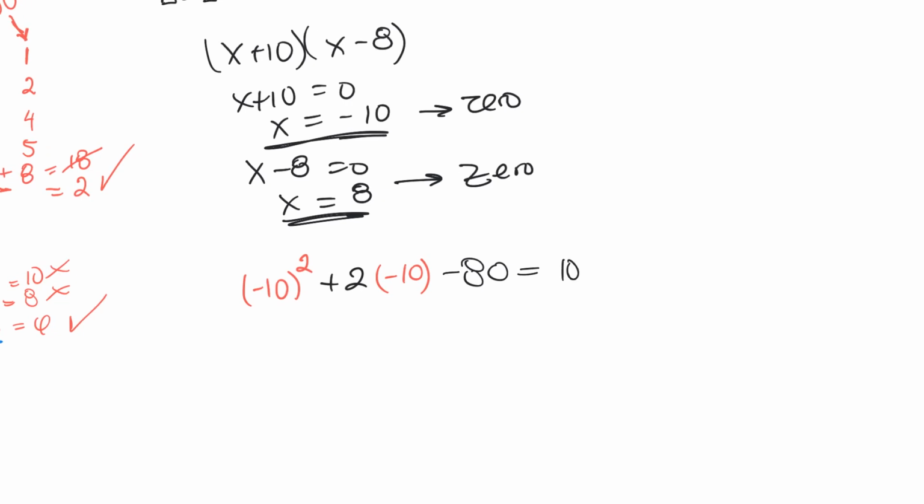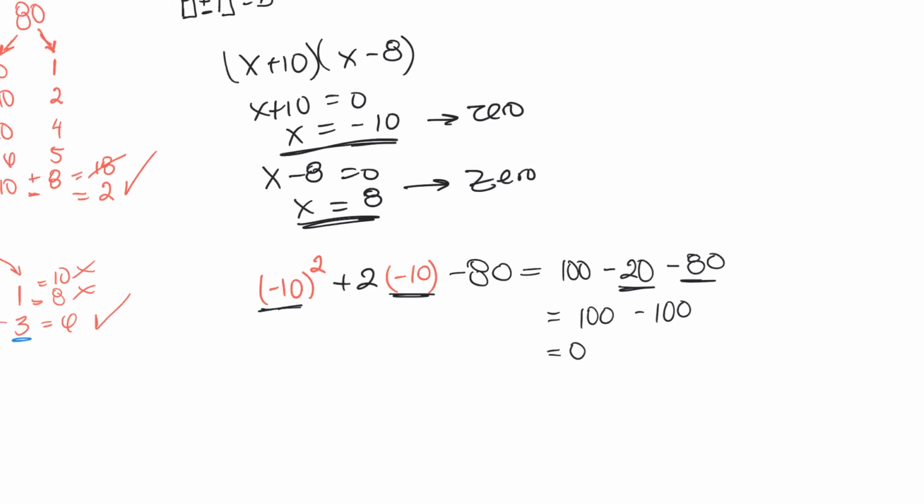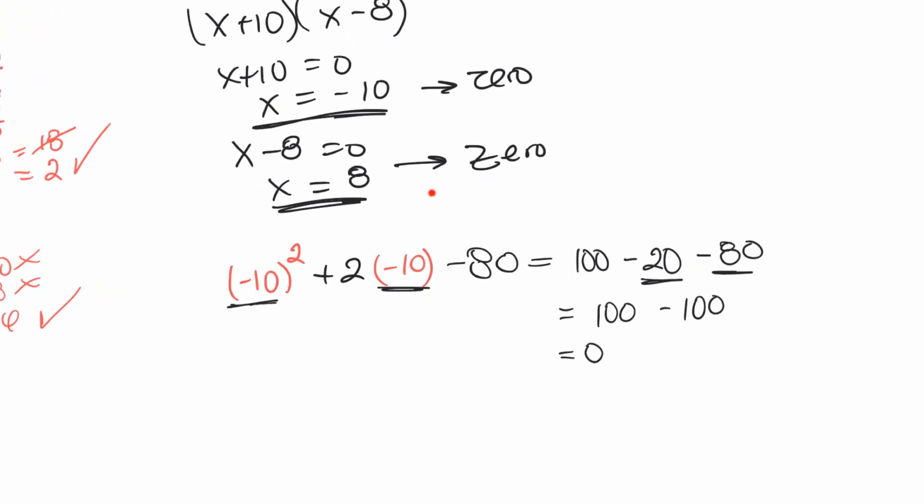And this is equal to 10 squared, that will be 100 positive because minus and minus is positive. Then we have minus 2 times 10 is minus 20, and then minus 80. Minus 20 and minus 80, this will be 100 minus 100, and this will be equal to 0. So it is true, minus 10 is a zero of this polynomial. You could also do exactly the same with x equals 8, and the answer should be exactly the same. It should be equal to 0.